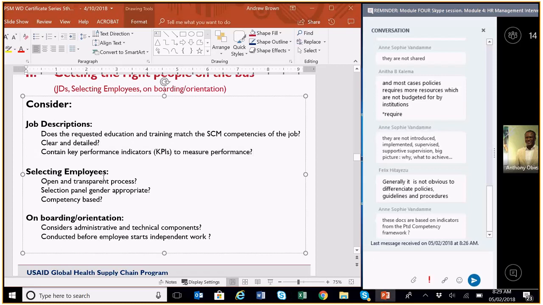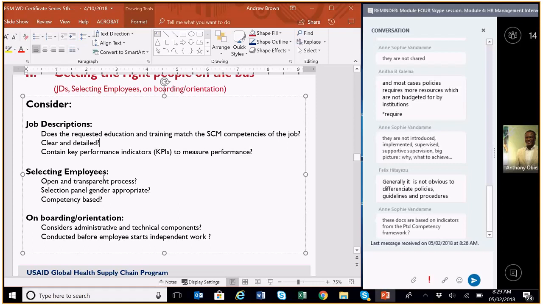When selecting employees, again, the pre-reading material gives you an open and transparent process to be followed for that to happen. An open and transparent process will ensure that people with the right competencies are selected for the job, rather than someone's relative or someone's friend. And I am aware in a number of cultures, the pressures for supporting family, friends, etc. are very strong and often an overriding process.